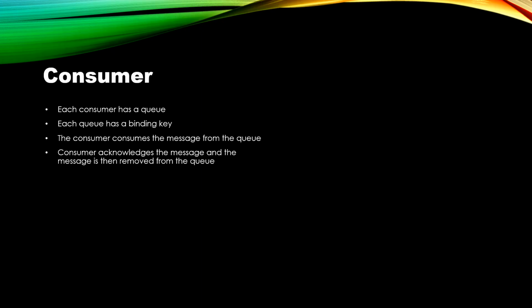Once the message is taken, it'll be taken out of the queue as well. And each of these queues has a binding key. The consumer consumes the message from the queue, and the consumer acknowledges the message, and the message is then removed from the queue.